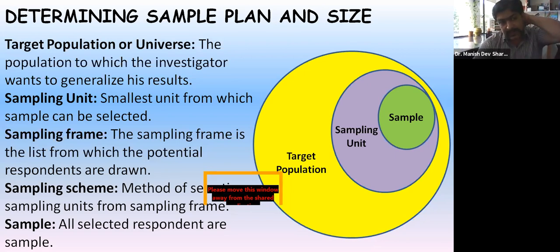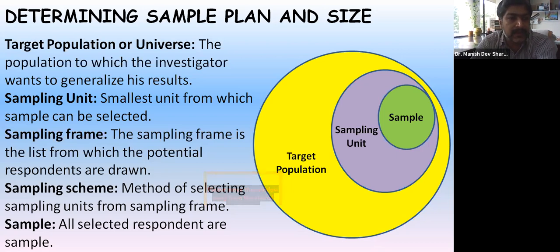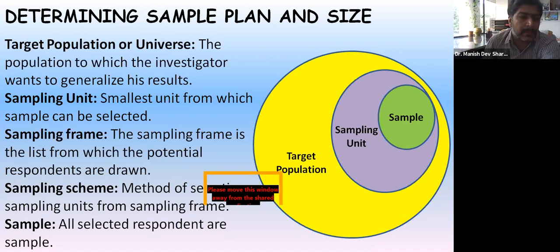So this is basically the target population or universe, the population to which the investigator wants to generalize the result. Next is the sample unit. A sample unit is basically the smallest unit for which the sample can be selected. The sampling frame is a list from which the potential respondents are drawn. The sampling scheme is the method of selecting sample units from the sampling frame. Similarly, the samples are basically the selected respondents which you originally had in a sample.